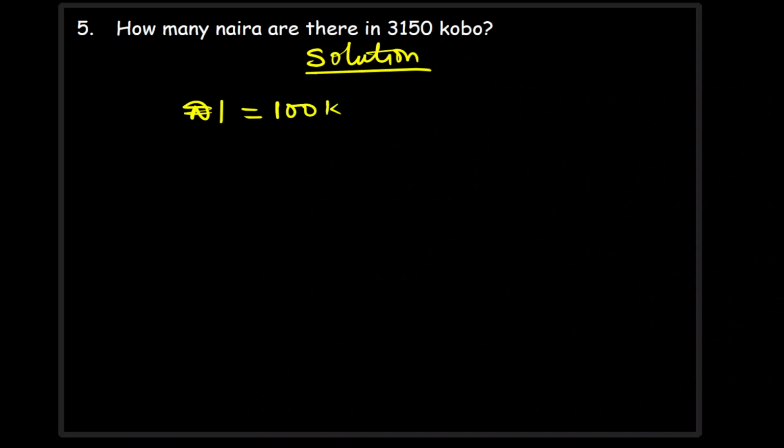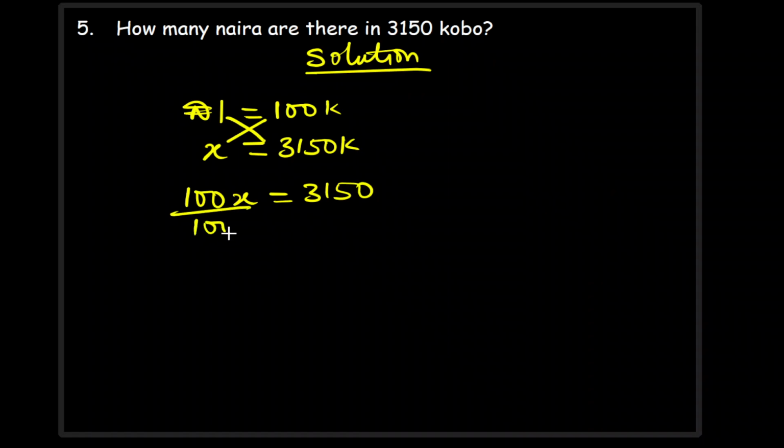Okay, so what are we looking for? We are looking for 3,150 kobo. You need to know how many naira will be there. So the naira side is what is missing, and then we are given 3,150 kobo. So this is still a cross multiplication question. 100 times x will give us 100x equal to 3150. We divide by 100 and we divide by 100.